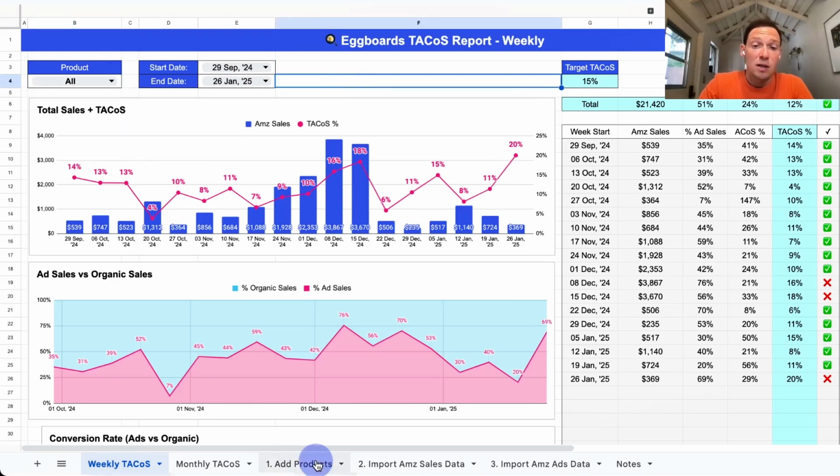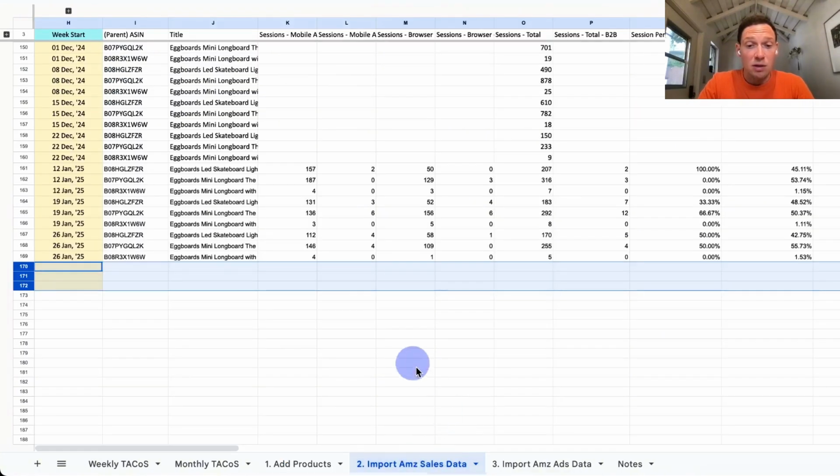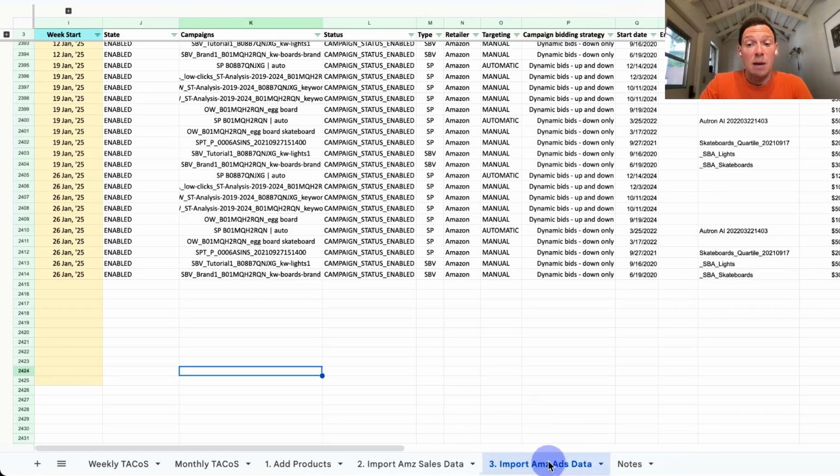So you do it once for all your products. You can have a massive catalog. It doesn't matter. It will update automatically. And then you can select per product or keep all, to see them all together. What we're going to do now is import two reports from Amazon to our spreadsheet. One goes to this Amazon sales data, and one goes to this one, Amazon ads data.